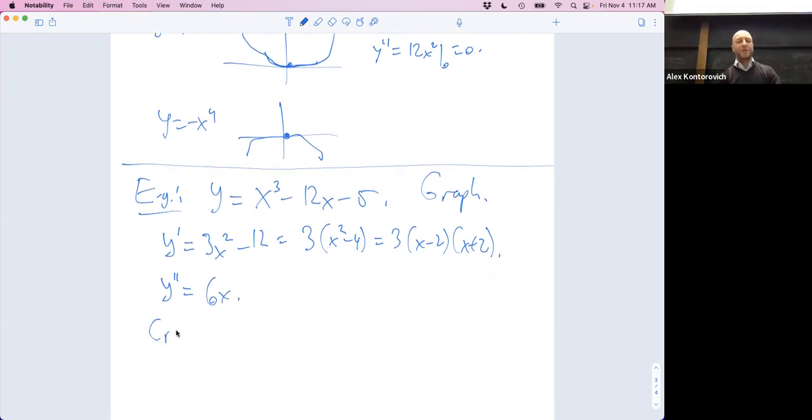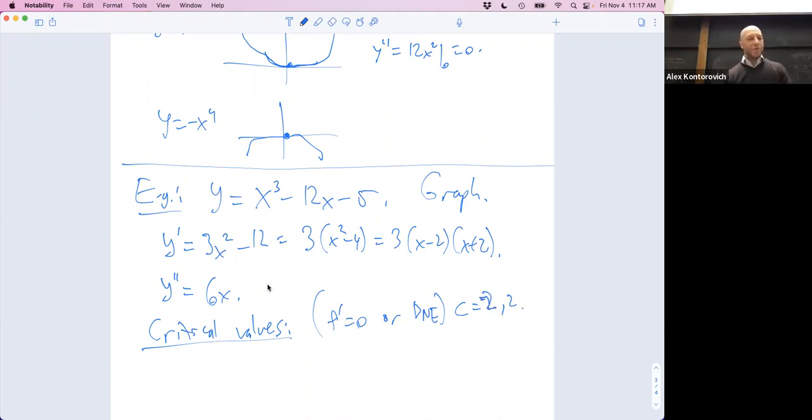What are the places where I'm worried? My critical values. Remember what critical values are? Where f prime is equal to 0 or does not exist. So what are they in our case? 2 and -2. Those are our critical values. Now, when is the second derivative equal to 0?